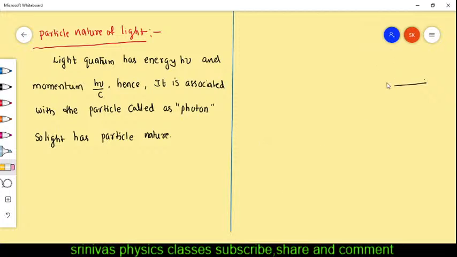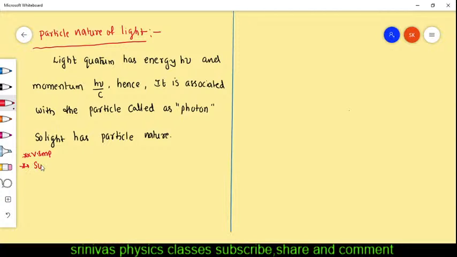And now, one thing you should remember: light quanta has energy and momentum. That's why it is associated with a particle. Generally, momentum is for a particle. Light also has momentum, and light also has particle nature, right? Now let us discuss an important point. This is very important for the 3 marks previous question. Okay, very important.